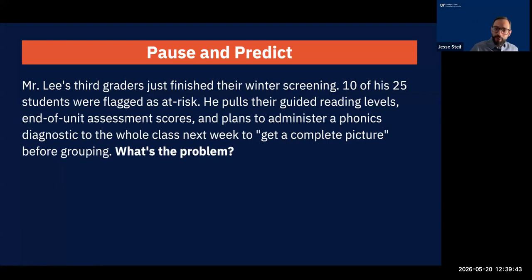So, we have our next pause and predict. Mr. Lee's third graders just finished their winter screening, and 10 of his 25 were flagged as at risk and in need of intervention. They scored below, just saying for example, the 30th percentile, which is kind of our tier two and tier three criteria. So he pulls their guided reading levels, their end of unit assessment scores, and plans to administer a phonics diagnostic, because a lot of third graders do struggle in reading because they still can't read accurately and fluently enough. So he's going to administer it to the whole class next week to get a complete picture before moving into the grouping. What's the problem here?